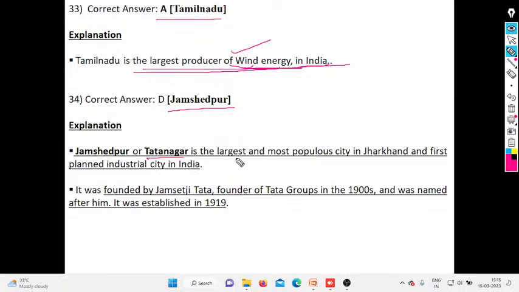Jamshedpur or Tata Nagar is the largest and most populous city in Jharkhand and the first planned industrial city in India. It was founded by Jamsetji Tata, founder of the Tata Group, in the 1900s and was named after him. It was established in 1919.